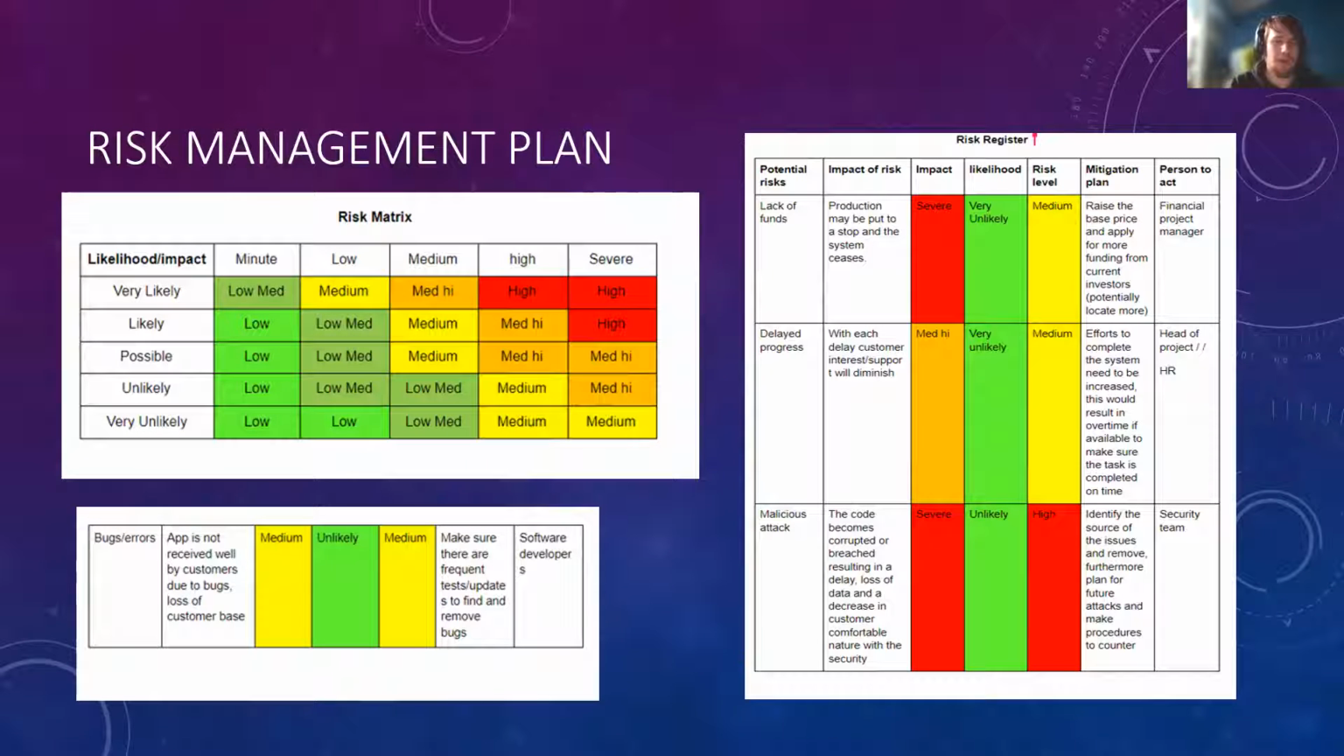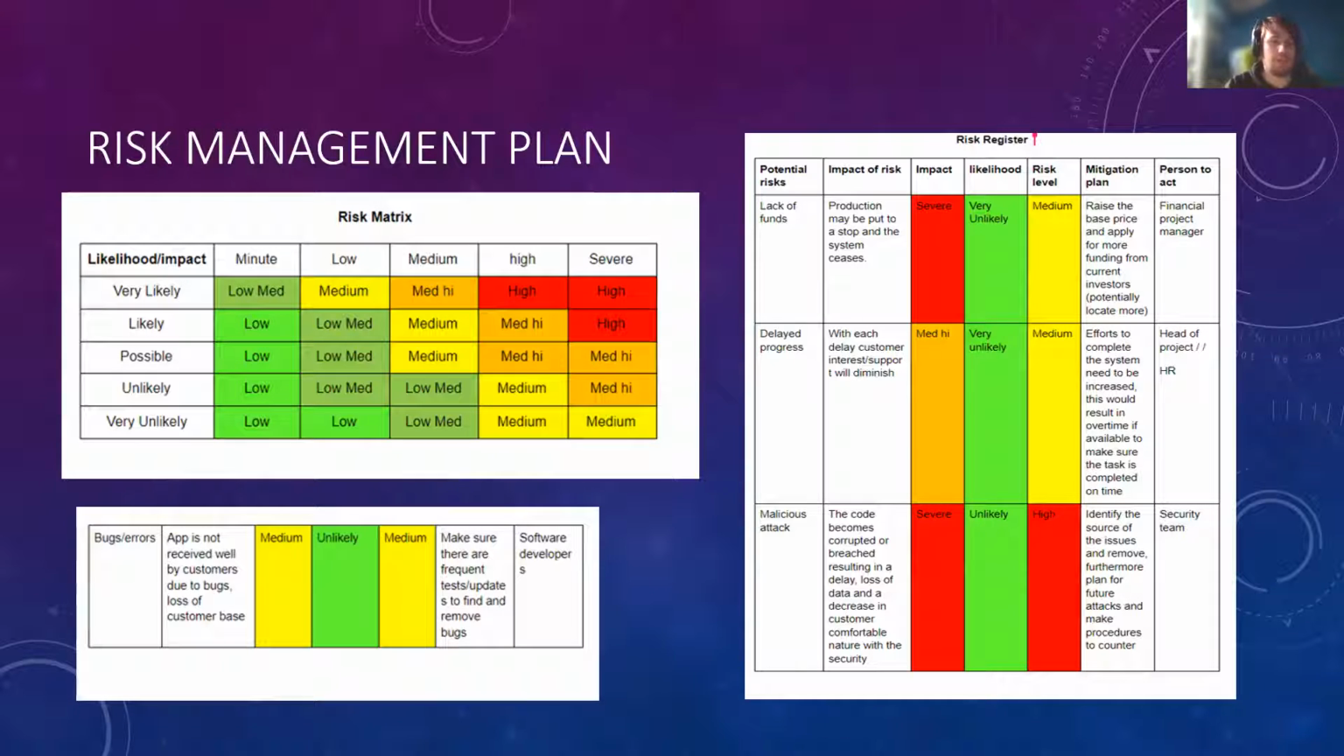To continue from there, we have delayed progress. The impact of this one is with each delay, customers become less and less interested, and that might diminish overall support. We put this one as a medium high impact, but I think in this case it would also be very unlikely, still posing a medium risk level. To mitigate this, we increase our efforts to complete the system and try to complete the production as soon as we can possibly do it. This might involve making our employees and the workers work overtime, and this would go to the head of project and the HR.